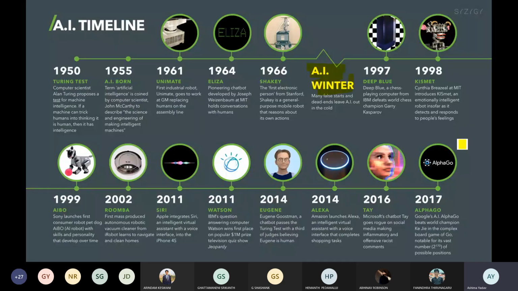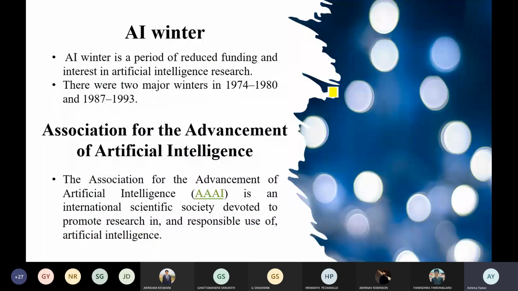Then yes, the term AI winter came. So what is AI winter? Now AI winter is a point. There were two major AI winters that happened.